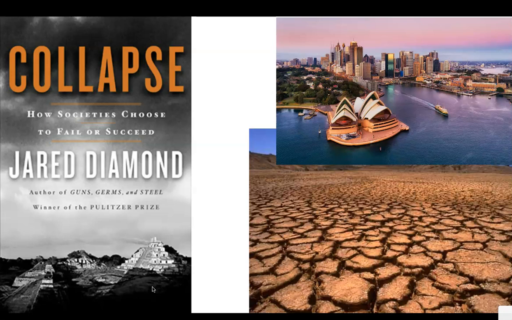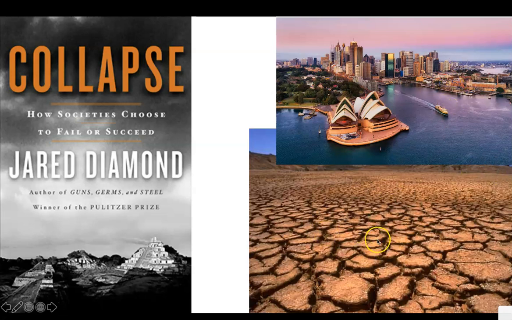Another book that does this on a kind of more easier to read scale, but definitely influenced by Tainter, was Jared Diamond's book Collapse, where he talks about Australia, and you take a look at Australia here, and it looks wonderful and beautiful, and how could it be in trouble?